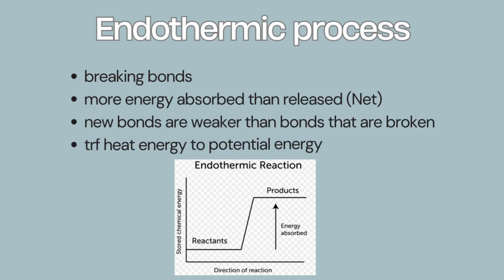An endothermic process means breaking of bonds, more energy absorbed than released, so the net energy will be energy absorbed. New bonds are weaker than bonds that are broken, and there's a transfer of heat energy to potential energy. Here's an endothermic graph which you can study and analyze.